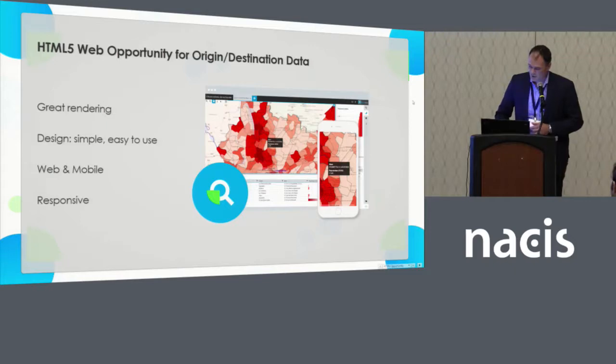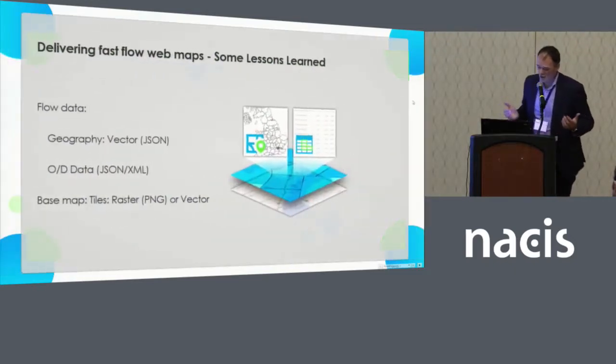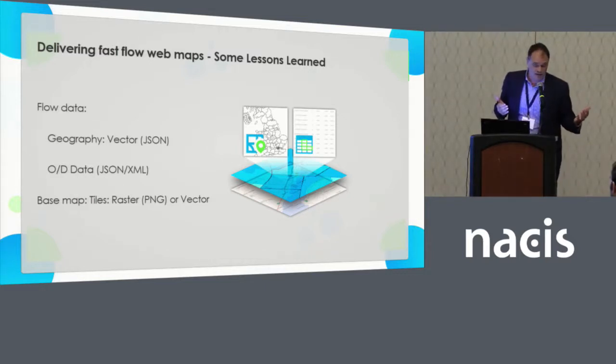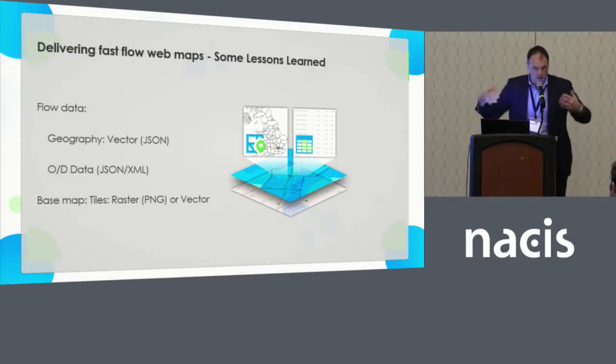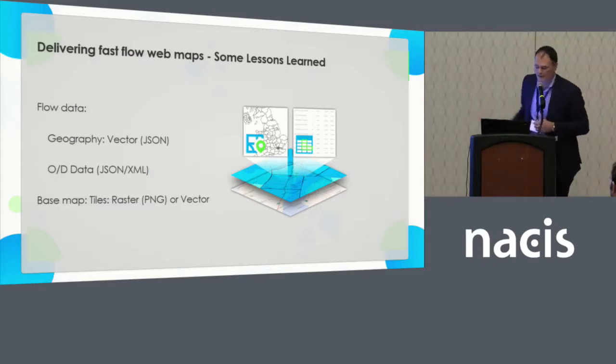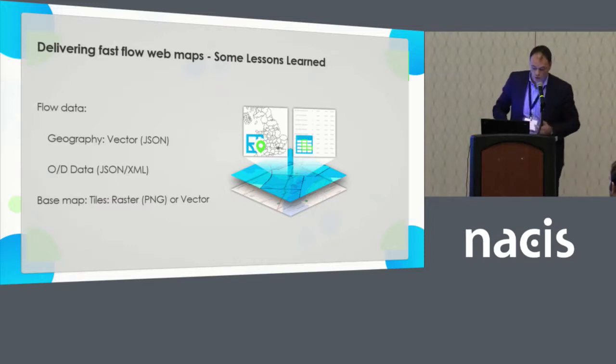So let's take an example, a deeper look at how we can actually integrate that. In this slide, I'm explaining some of the lessons learned of how we structured our web maps. So we're looking at the flow data. The flow data in this case is in vector format. So we have a JSON feed. The origin destination data is as well in JSON. That separation of the map feature from the data gives us the capability to bind information on the client and do the rendering. Now we also have the base map, which could be expressed in raster or vector. In this case, I'm just going to show raster.